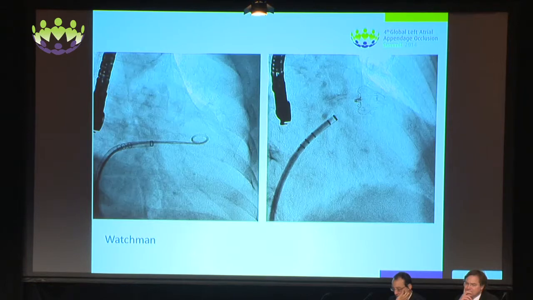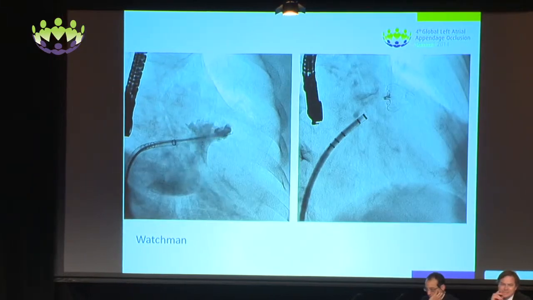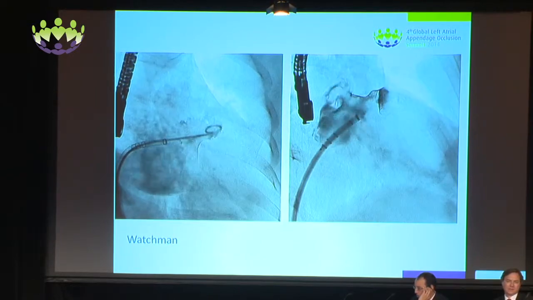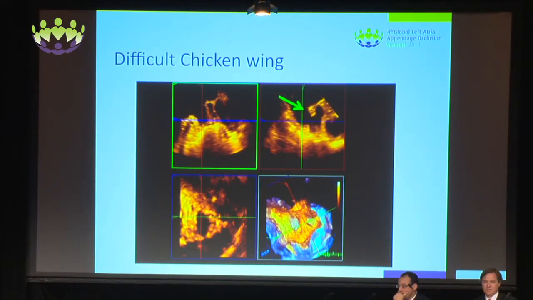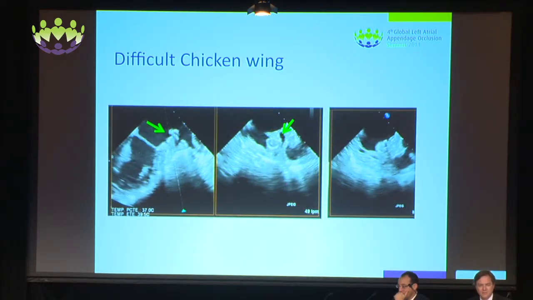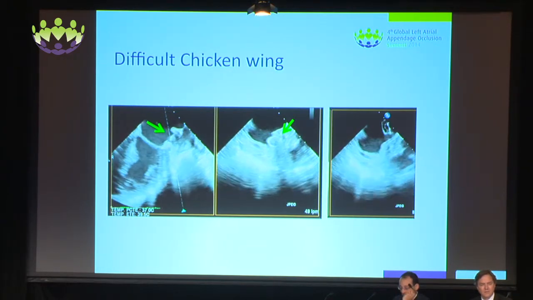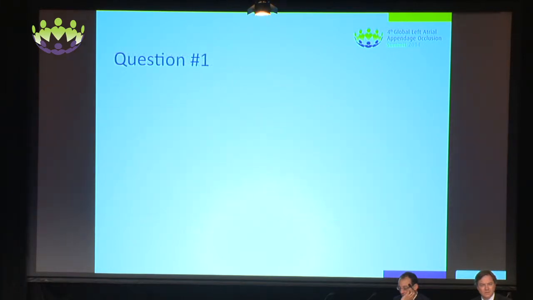Here is another example of a chicken wing LAA, but again, the bend is not severe. The angle is less than 90 degrees and is located distally, so it was easy to close it with a Watchman device. But in contrast, I'd like to present a difficult chicken wing. This is a chicken wing in which you can see that the bend is proximal and is severe. If we try to deploy the device in the proximal part in the landing zone as usual, the device is not going to have enough room, so it can be unstable and it can embolize. So therefore, we need another strategy.